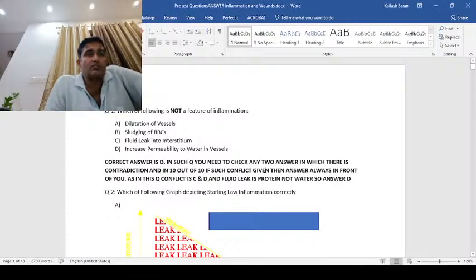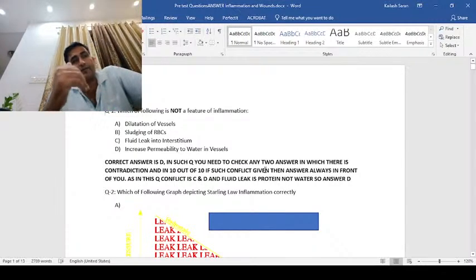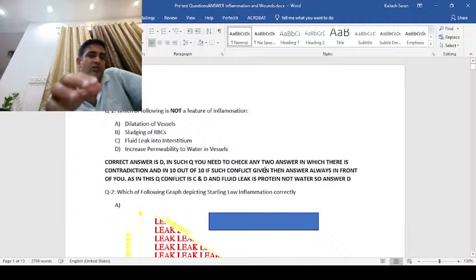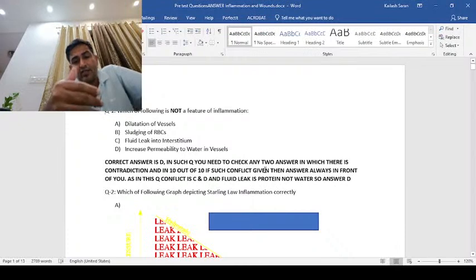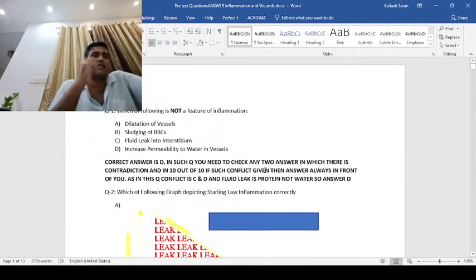Now the question was, which of the following is not a feature of inflammation? Any such question, this is a basic thing. I will not discuss all the answers because the link is given in my video, but I'm giving you a hint on how to handle these types of questions in which the word "not" is prominently given. When "not" is given, whatever history is given, you just go through the answers. You will find there are two answers which are conflicting. For example, in this question C and D are the conflicting ones.